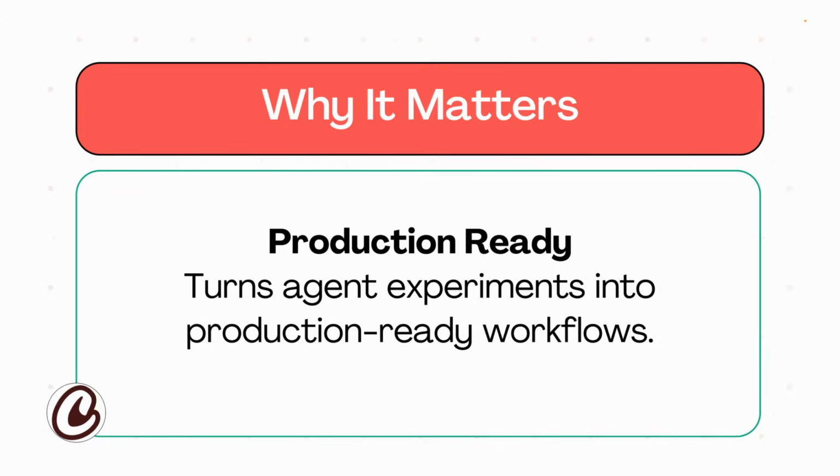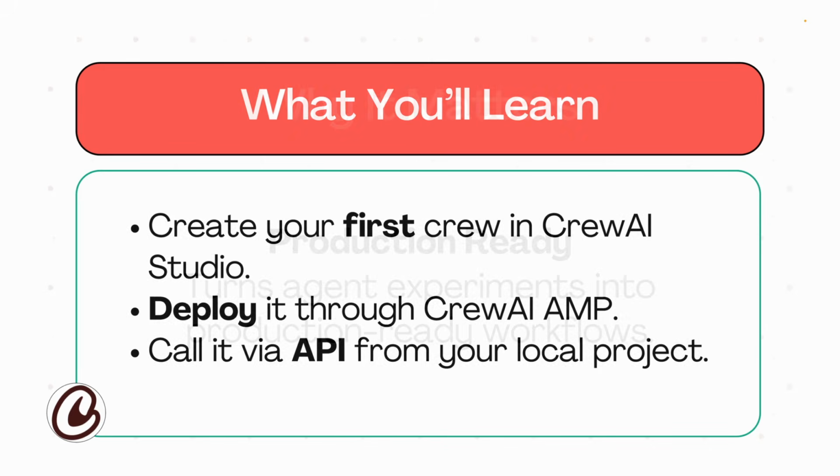So why does this matter? Well, this is production ready, meaning you can turn your agents into production ready workflows or use them as part of your automation workflow. So today we're going to create our first crew in CrewAI Studio, deploy it through CrewAI AMP, and then we'll also call it through an API from a local project. So let's go and get started by first visiting CrewAI AMP.